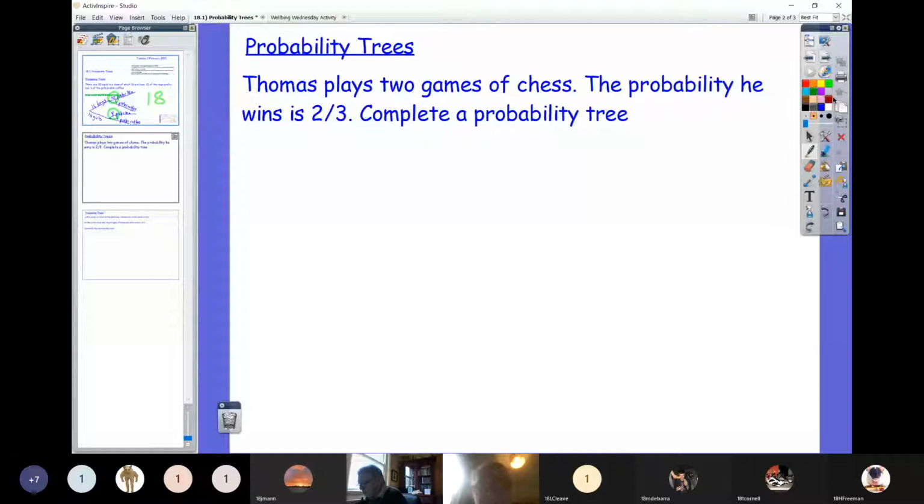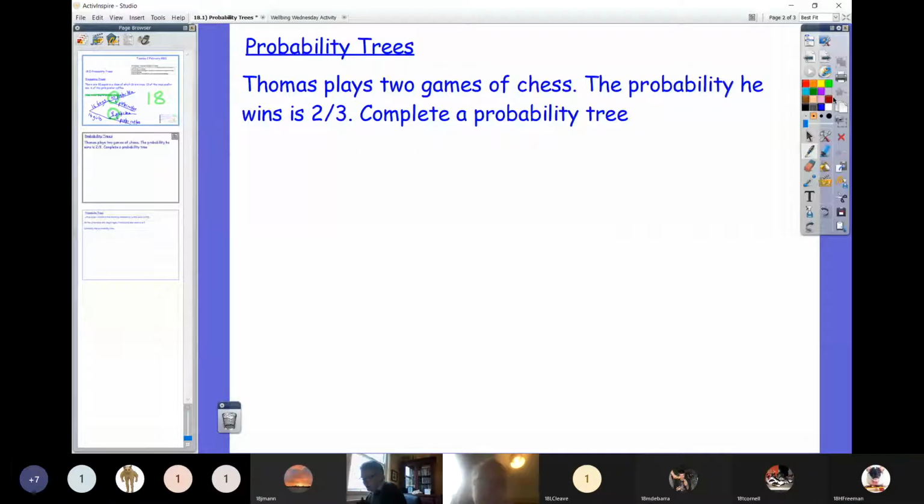So what we're saying is Thomas is pretty good at chess. So we're saying the probability he wins is 2/3. But that's for both the games of chess he plays. Now I'm going to be drawing these probability trees from scratch. You will be given the lines to start with and just have to fill in the numbers. But I just wanted to explain what was going on.